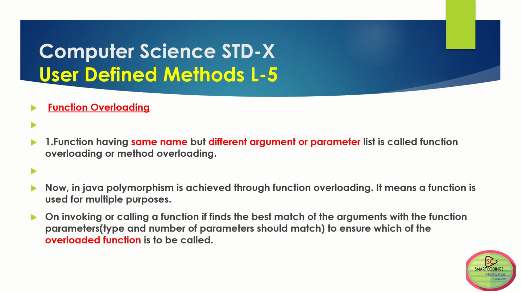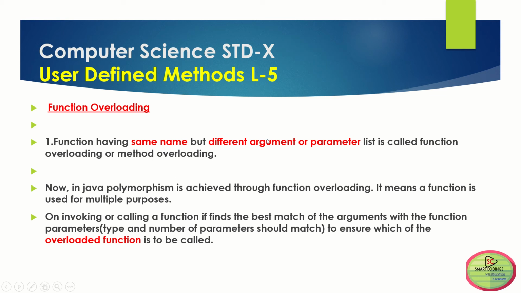Now, on invoking or calling a function or method, if it finds the best match of arguments with the function parameters, that is, the type and number of parameters should match to ensure which of the overloaded functions is to be called. We'll be seeing this when we call the function from a main method: the type and number of parameters should match to ensure which version of the function, declared inside a class, is to be called.